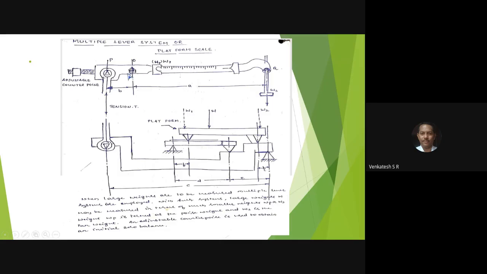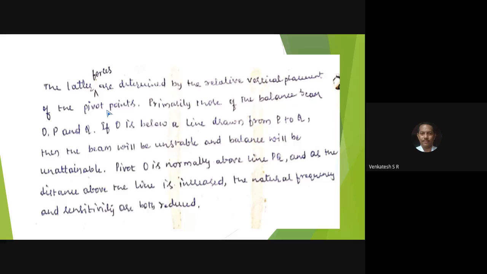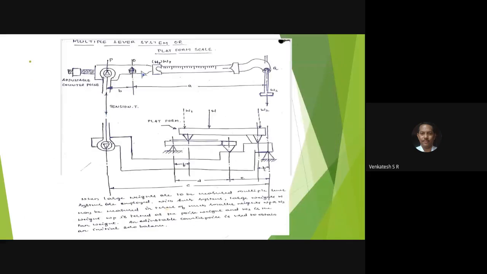Here, at one end of the beam, there will be an adjustable counterpoise. From this, you bring the beam to null balance, that is the zero reading. One end of the beam is connected to the triangular sharp edge with the tension bar, and at the other end there will be a counterpoise weight.